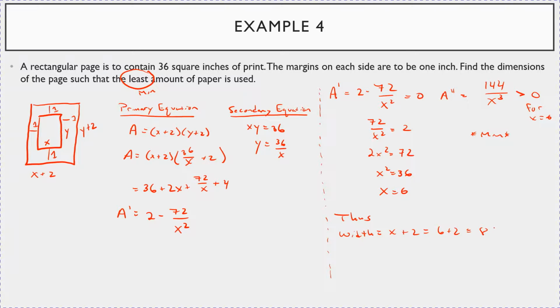Okay, this is inches. And the length is equal to y plus 2. Okay, just be careful you don't just grab x and y. Well, y is 36 over x, which is 36 divided by 6, plus 2, which is 6 plus 2, which gets me also 8 inches.